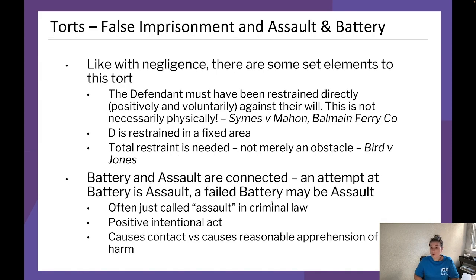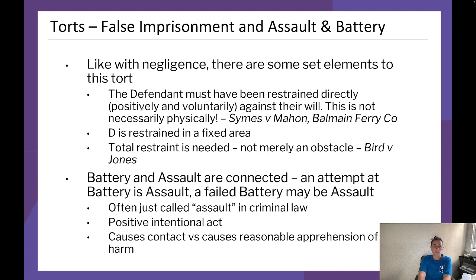Other torts include false imprisonment and assault and battery. So false imprisonment has some set elements again. The defendant must be restrained directly against their will. So, i.e., there's a positive, involuntary, I think. There's a positive action by the defendant.